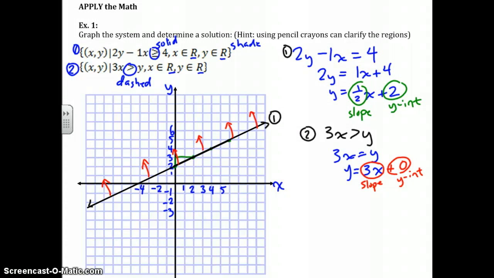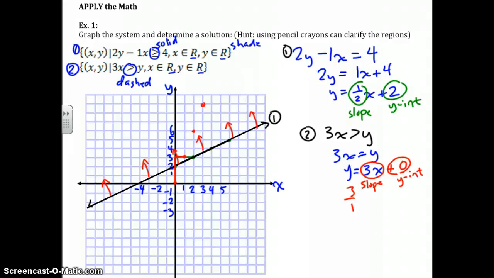So we go over to our graph, we mark our y-intercept at 0, and the slope of 3 is actually the same as 3 over 1. So we go up 3 over 1, we get a point, up 3 over 1, we get another one, up 3 over 1, we get another one. Okay, and then we're going to put our ruler on there.